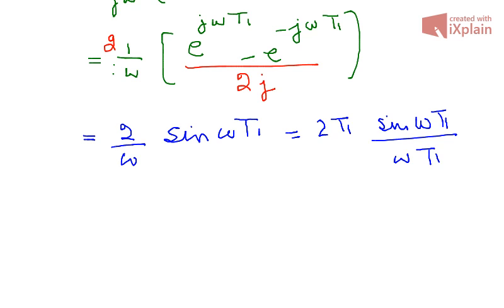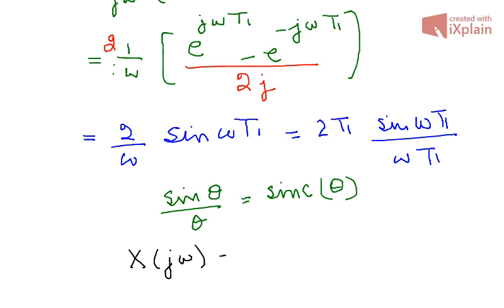In this step I just divide and multiply by t1. Now you are familiar with this mathematical expression that sine of theta over theta is actually equal to the sinc function of theta. So using this identity, we can write X of j omega as 2 times t1 sinc function of omega t1. Now we can draw this function.